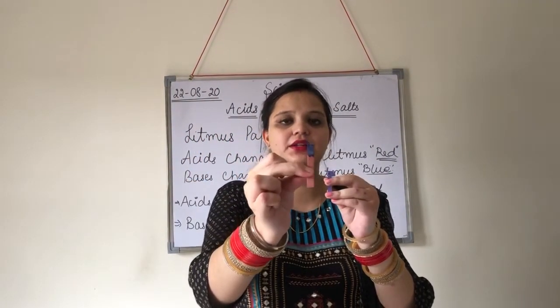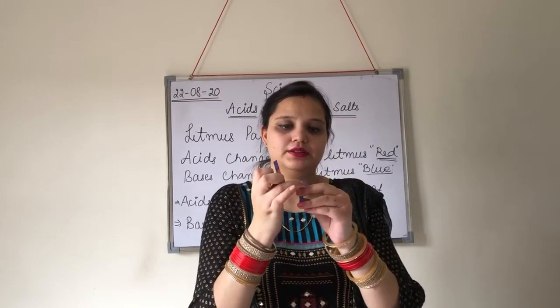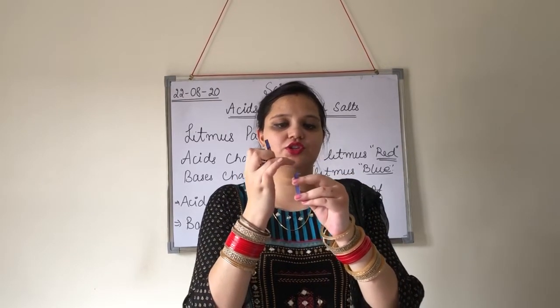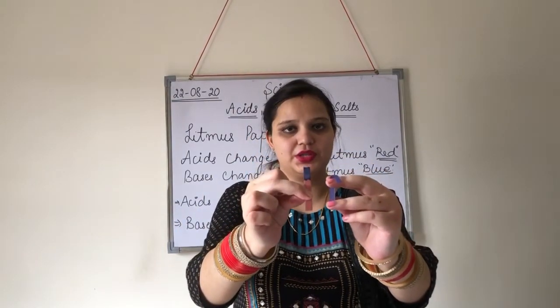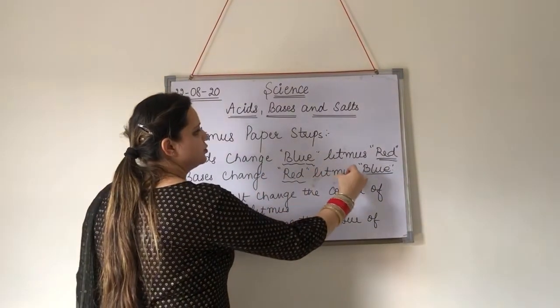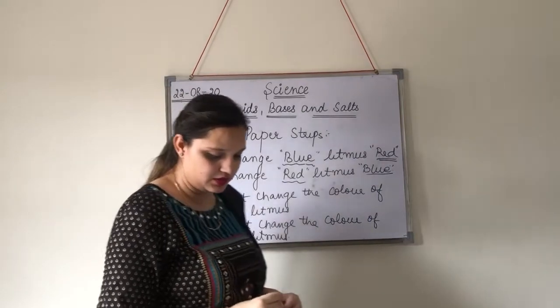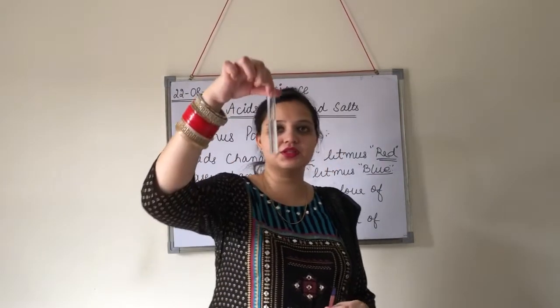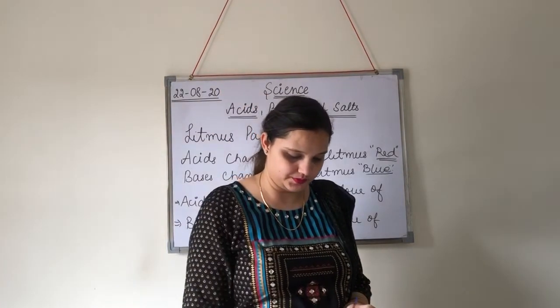So you can see clearly the red litmus has changed into blue while the blue litmus has not changed its color. So if red litmus changes into blue, that means the given substance is a base. So that means the thing that we have tested is basic in nature.